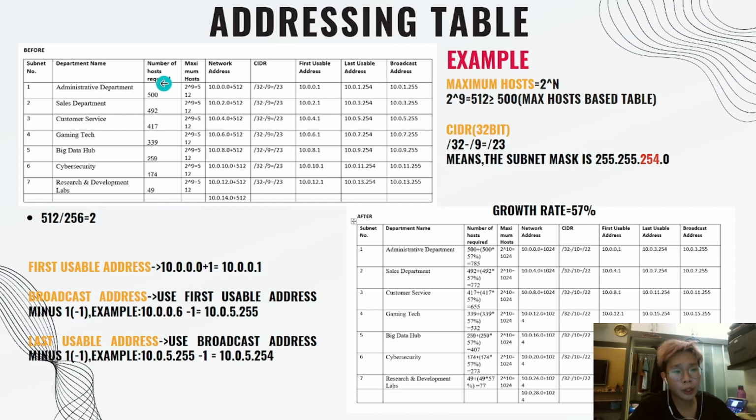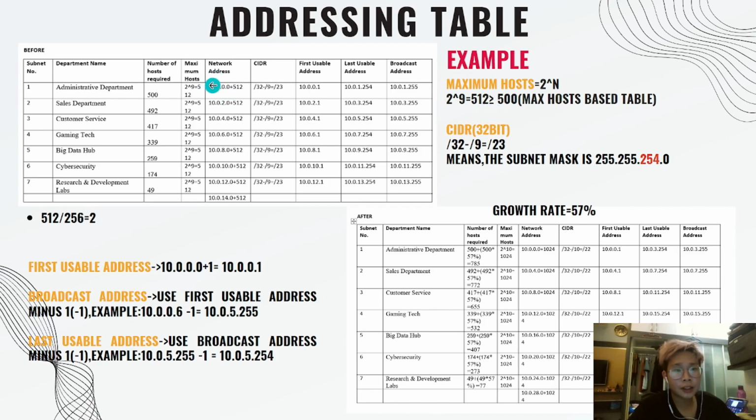So first, number of hosts required is given by the question. Maximum host: the formula for maximum host is 2 to the power of n. So we have to know the largest number of hosts required, which is 500. We use this formula to get a value greater than 500. So the answer is 2 to the power of 9, equal to 512.